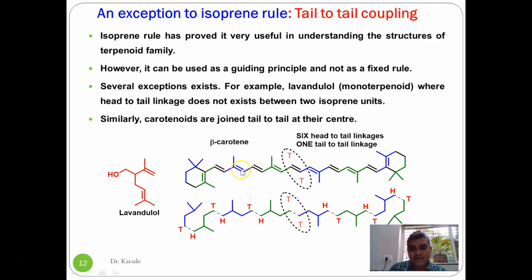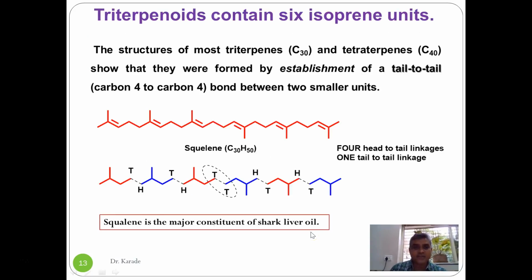In triterpenoids and tetraterpenoids, we find head to tail linkage by and large in major portions of the molecule, but at the central portion of the molecule there is a tail to tail coupling. We will see this specifically in the case of the squalene molecule. Squalene molecule is an example of a triterpenoid.